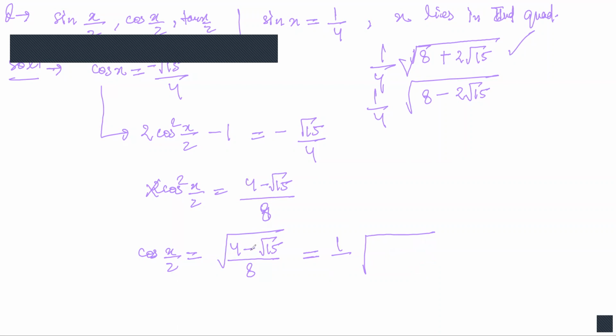Okay, so multiply numerator and denominator by 2, so it will become 16, which will come out as 1 by 4, and 2 gets multiplied in the denominator. So this will become like this. Cos x by 2 is 1 by 4 into root over 8 minus 2 root 15. And similarly, did you understand this? What have I done? Yes, sir, I understood this. So 1 minus 2 sine square x by 2 is equal to minus root 15 by 4.